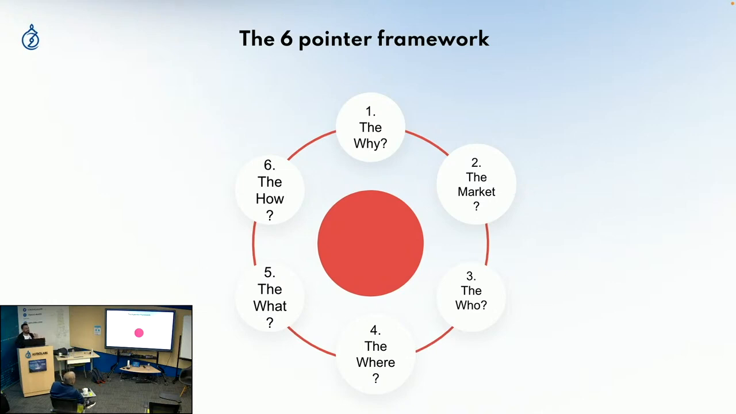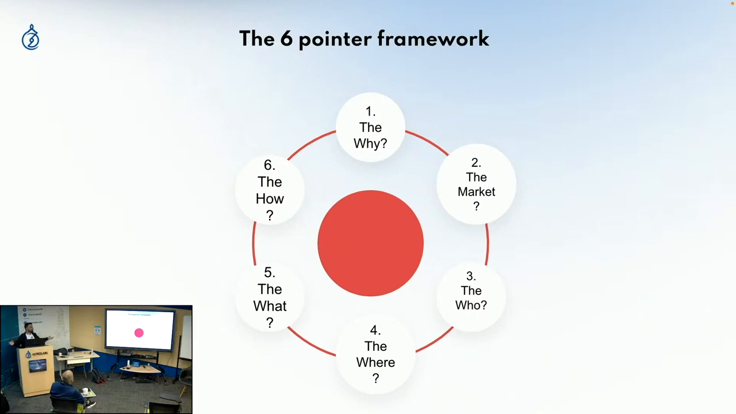Any strategy can be broken down, or you can work on a strategy following these steps exactly in this order: the first one is the why, the second one is the market, the third one is the who, the where, the what, and the how. Any guess what the why is?